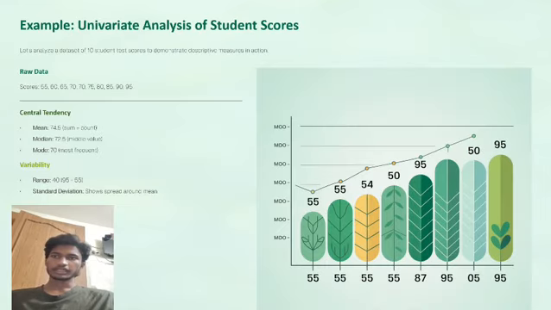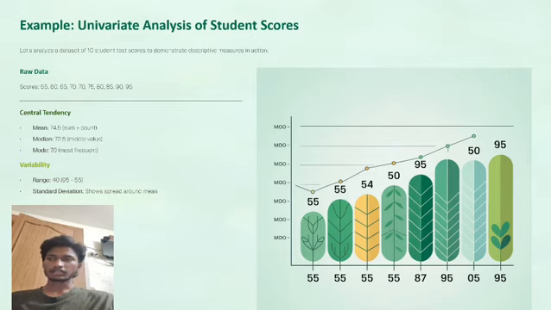Example of univariate analysis of student scores. Let's analyze a data set of 10 student test scores to demonstrate the descriptive measures in action. Raw data scores: 55, 60, 65, 70, 70, 75, 80, 85, 90, 95.